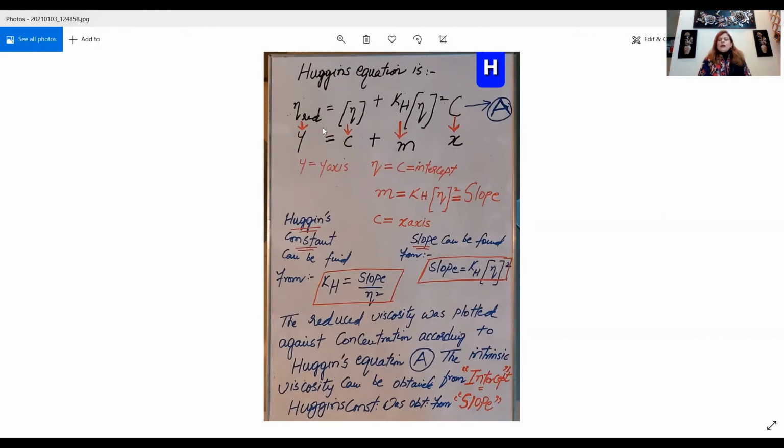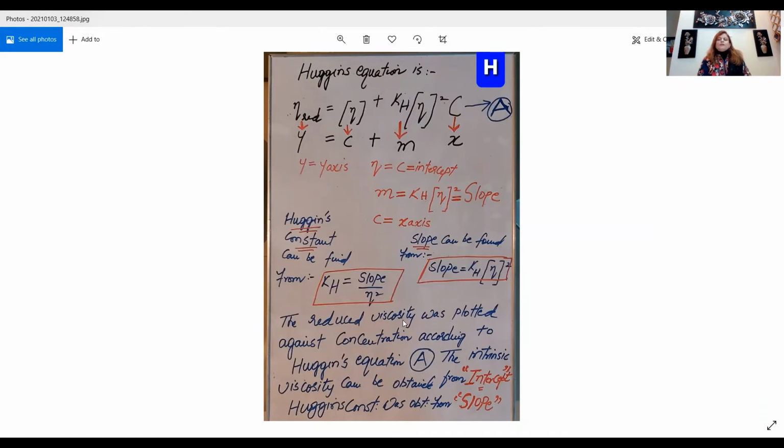Okay, now Huggins constant. What is Huggins constant? We will discuss in my next lecture what Huggins constant is, but Huggins was the name of a scientist. It's enough for now. Huggins constant, that is kH, can be found from this formula. Huggins constant equals slope over eta squared. If you divide the slope by eta squared, you will get the value for Huggins constant. And how do you calculate the slope? If you rearrange this equation, you will get slope equals kH eta squared.